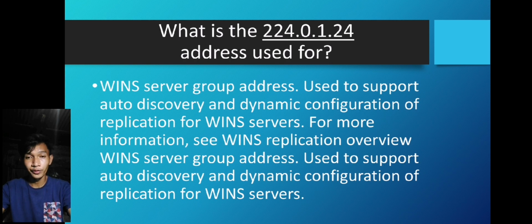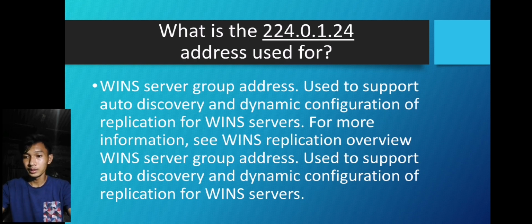So the next question is, what is the 224.0.1.24 address used for? The WINS server group address is used to support auto recovery and dynamic configuration of replication for WINS servers. For more information, see WINS replication overview.